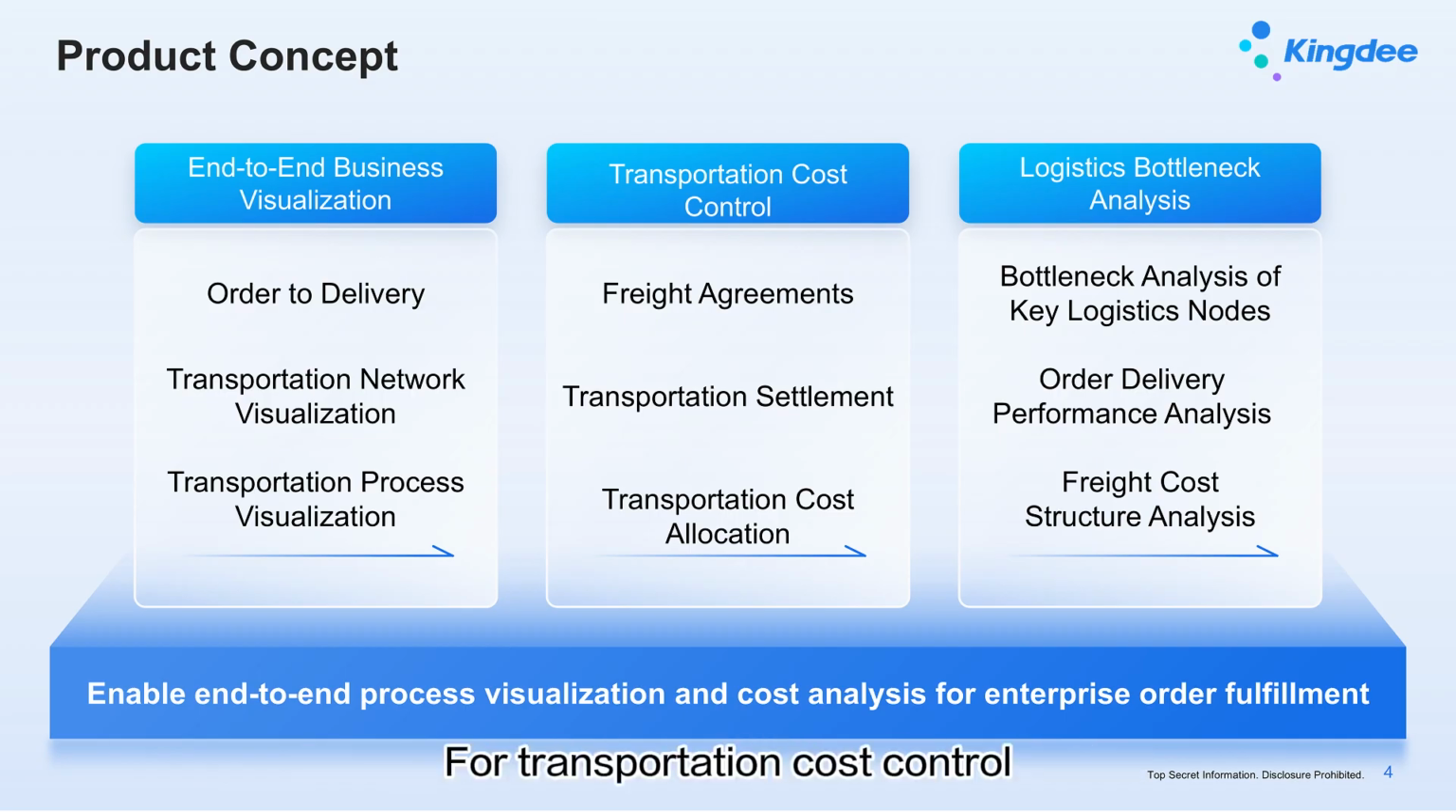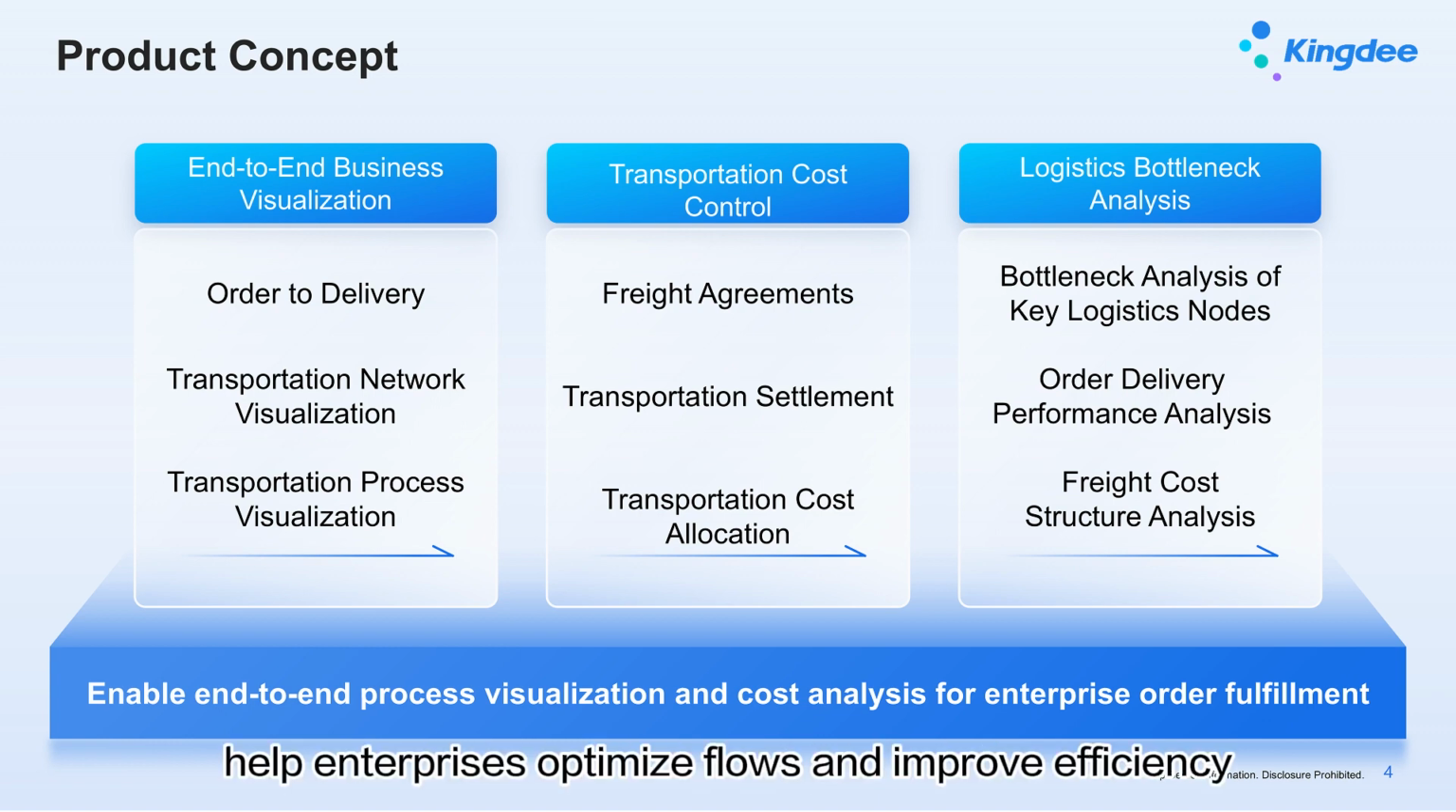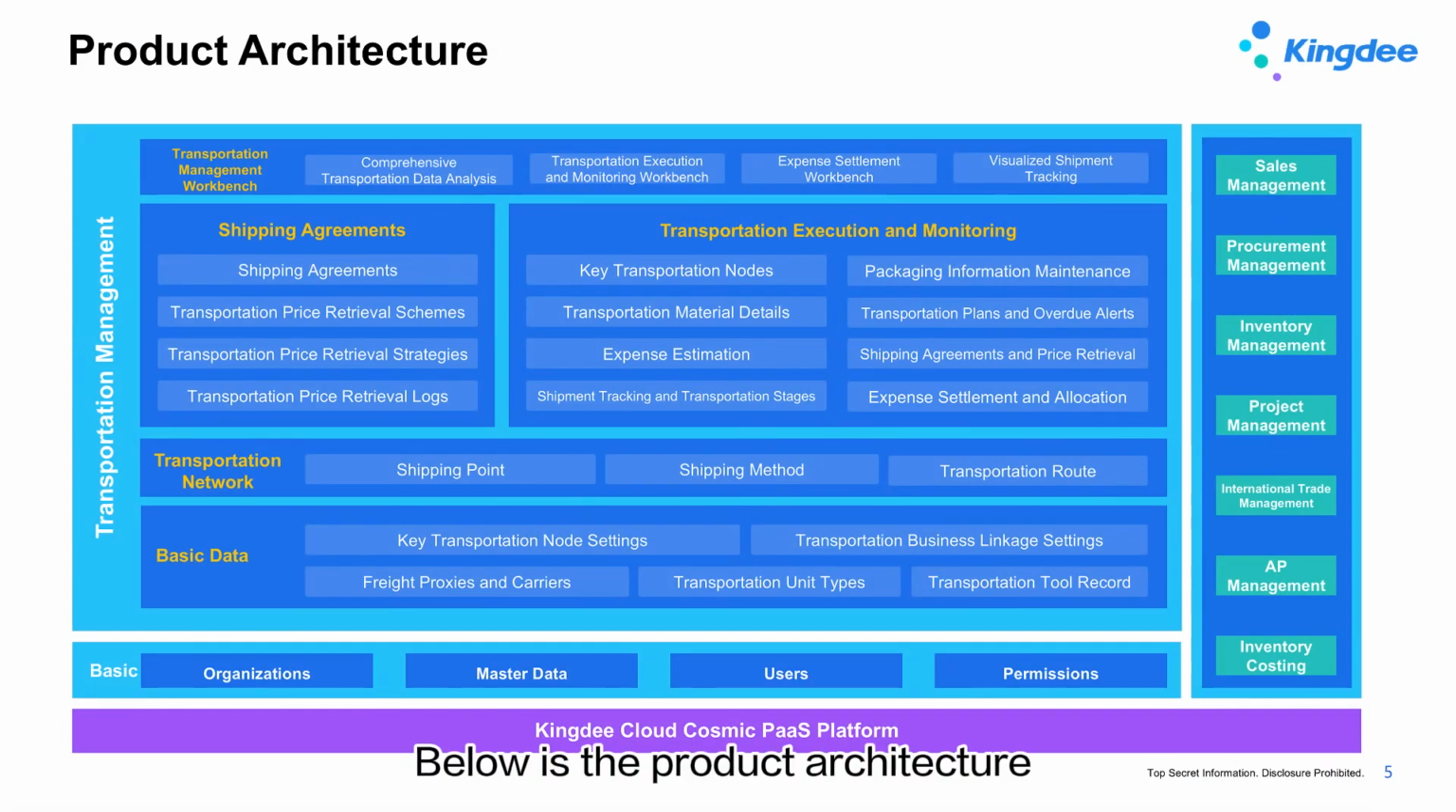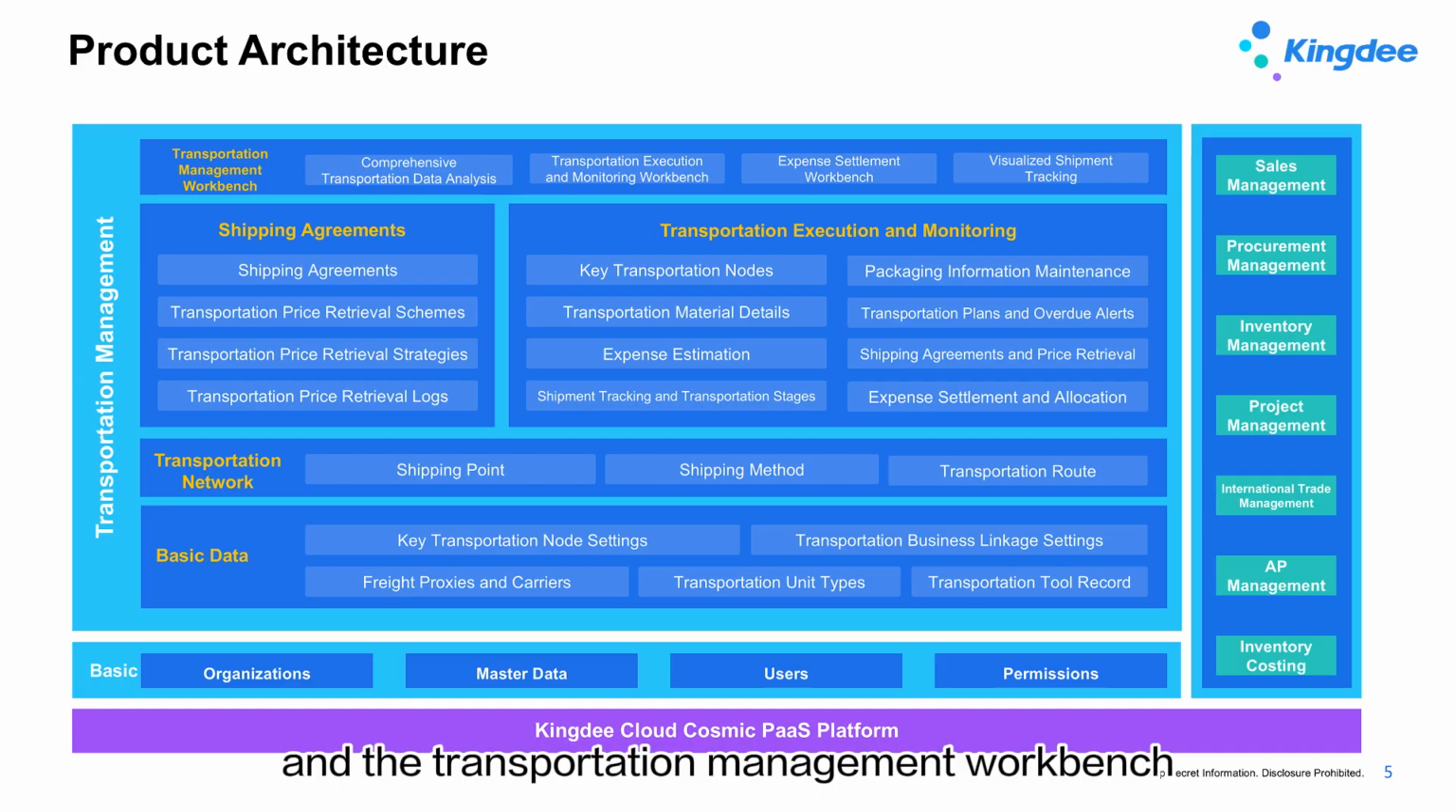For transportation cost control, the system supports freight agreements, transportation settlement, and transportation cost allocation to ensure expense transparency, accuracy, and controllability. For logistics bottleneck analysis, charts displaying transportation costs, on-time delivery rates, and other metrics help enterprises optimize flows and improve efficiency. Below is the product architecture for transportation management. It includes basic data, transportation network, shipping agreement, transportation execution and monitoring, report analysis, and the transportation management workbench.